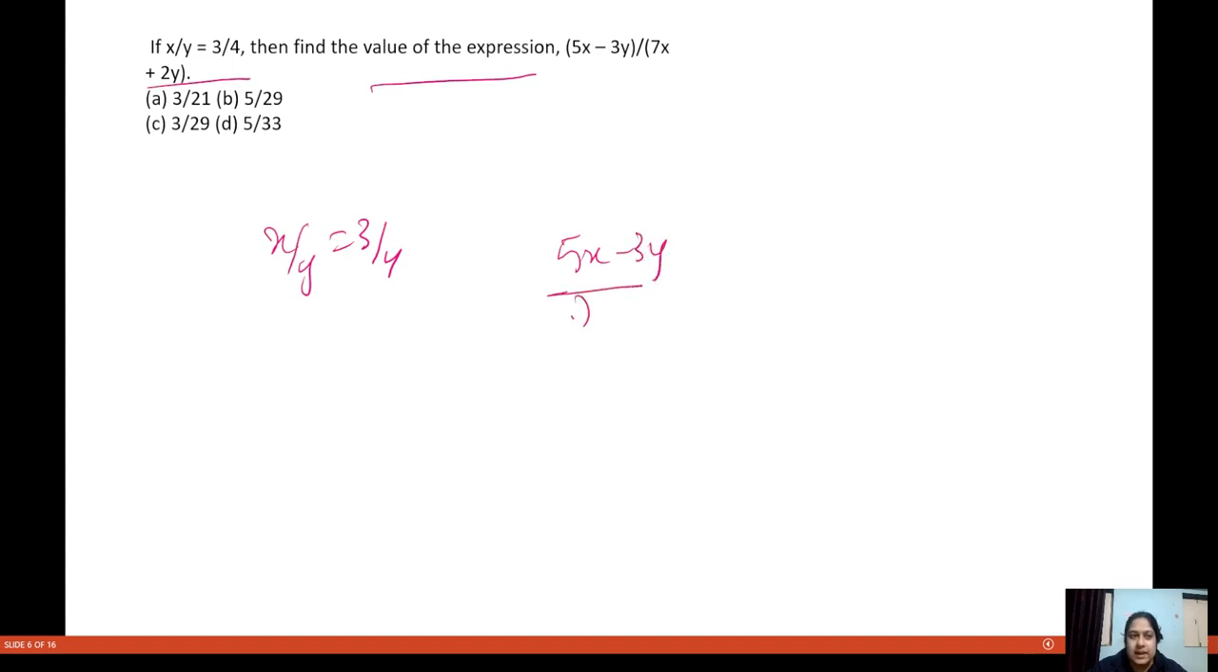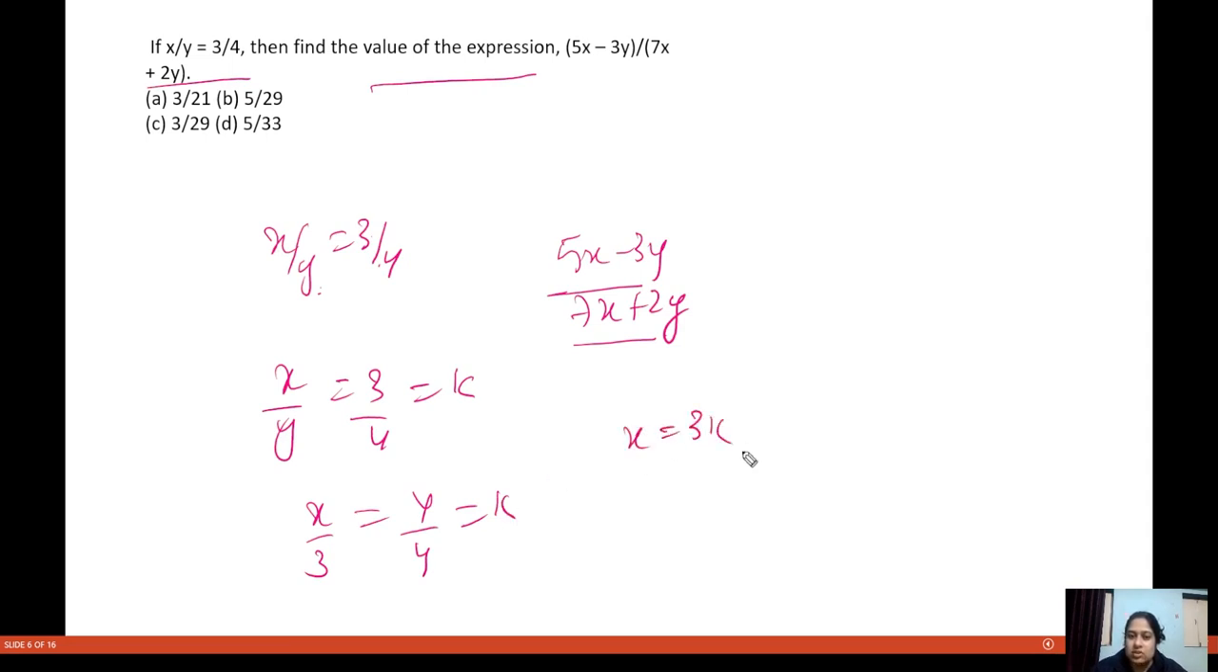The simplest way of doing this is, x by y is equal to 3 by 4 is equal to k if we consider. So that will make x by 3 is equal to y by 4 is equal to k. So that means x is equal to 3k and y is equal to 4k. Take this as constant k. So when you put x is equal to 3k, this will be coming 5 into 3, minus 3, and y you will put as 4k, and here 7 into 3k plus 2 into 4k.